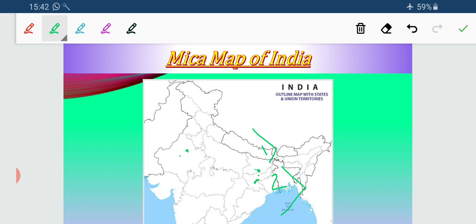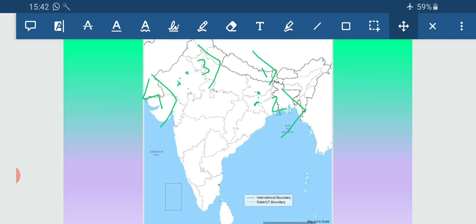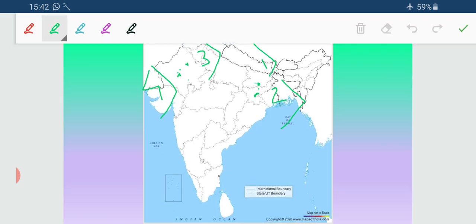In this part here, okay, this is 1, this is 2, this is number 3, and this is number 4. Ajmer, Biwar, and lastly it is there in the Andhra Pradesh region, in this part, that is Nellore.